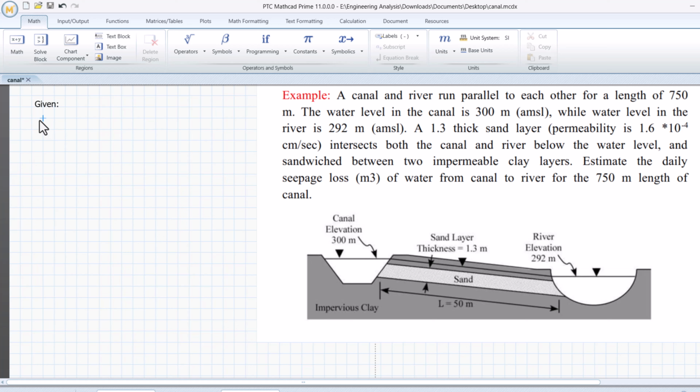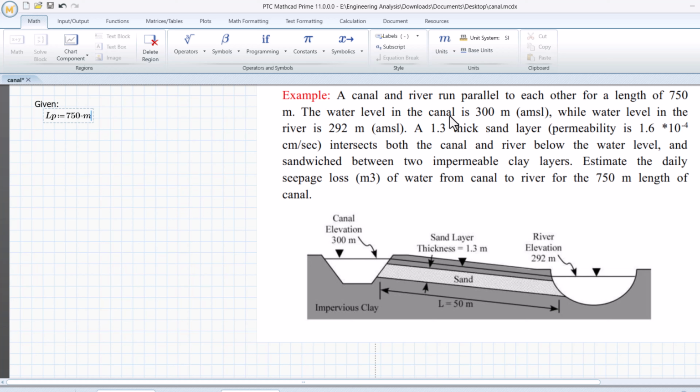Given: length of porous channel, the length of this porous channel equal to the length of the river. It is 750 meters. So I noted it as length sub P equal to 750 meter. That is the length of porous media. This channel with 1.3 meter thickness goes deep into the page through 750 meter. I hope it's clear for you.